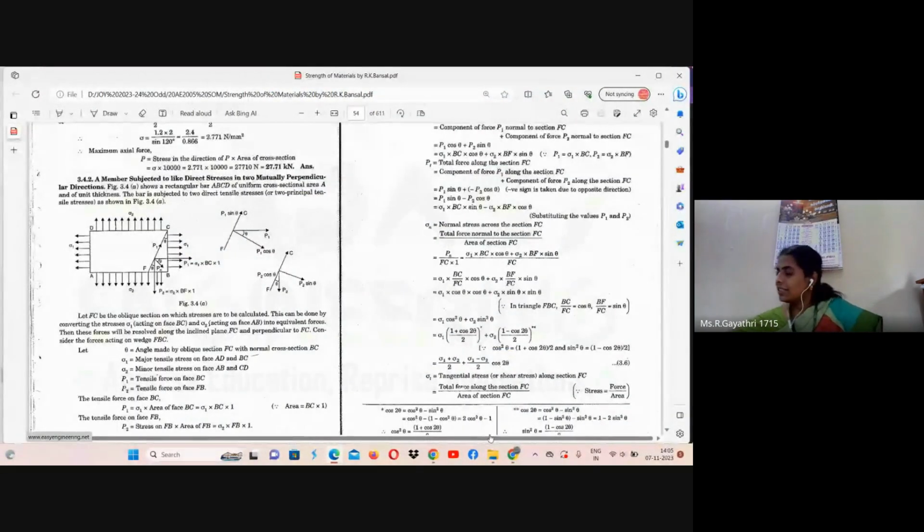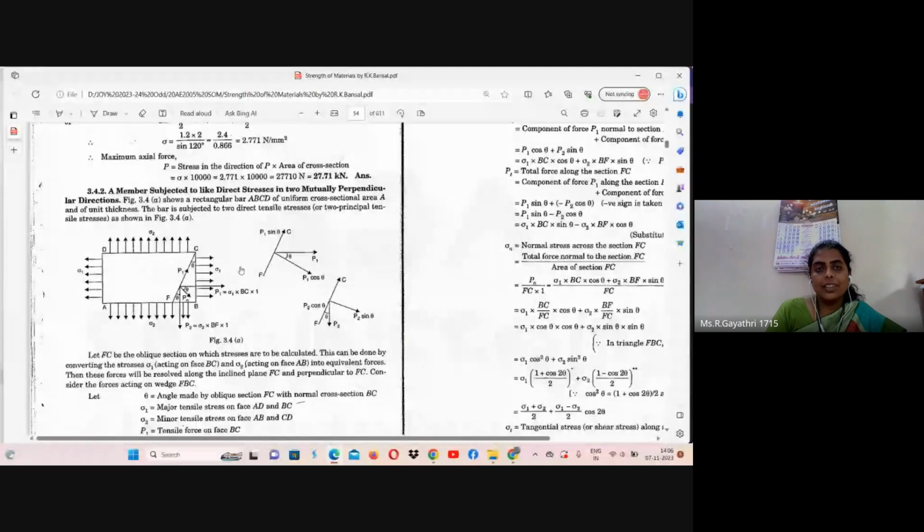Okay, today we discussed the principal plane topic. I covered a member under direct loading or axial loading. Today let me discuss a member under two mutually perpendicular stresses, sigma 1 and sigma 2.